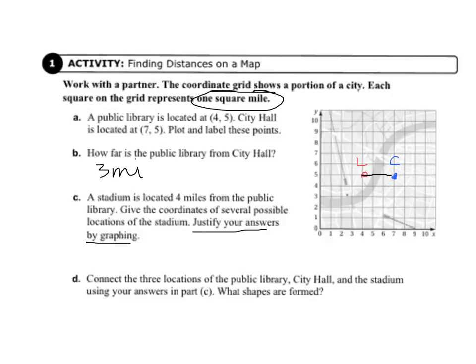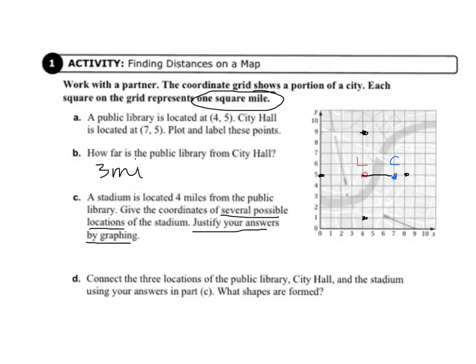So we can count north, 1, 2, 3, 4 squares, or we can count east 4 squares, or we can count south 4 squares, or we can count west 4 squares. And any of those would work. We could also count diagonally, any direction. Those would work too, but I just gave you several possible locations.